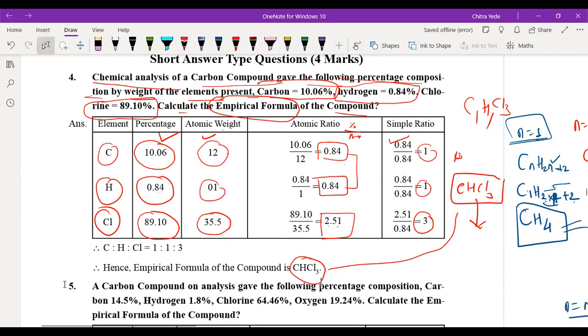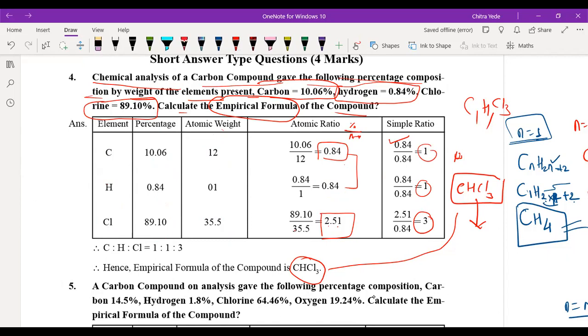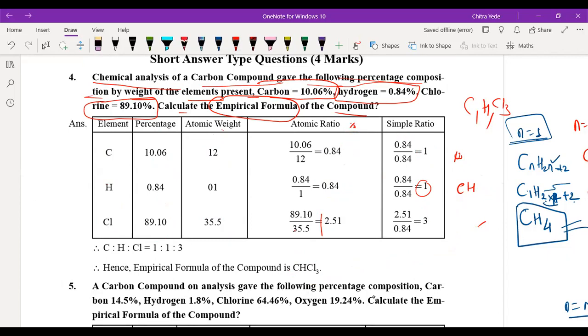Now you have the fifth question. A carbon compound on analysis gives the following percentage composition. Carbon here is 14.5. I'm using black ink here so that you will understand. Let me erase that data. We will use the same table for solving the next question.